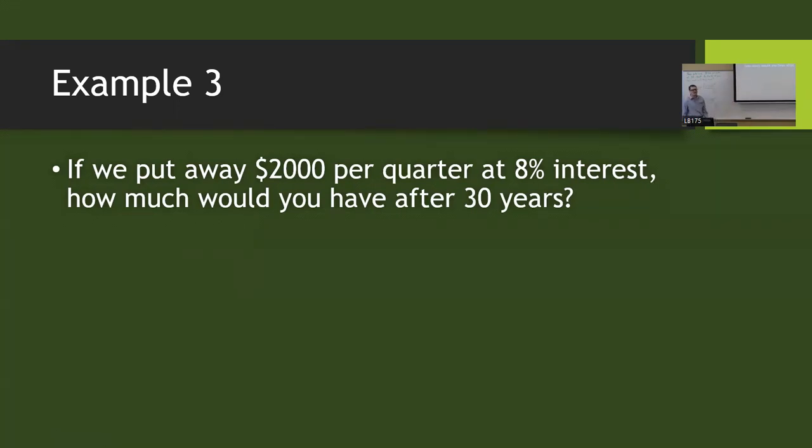I want you to try this example on your own. Put away $2,000 per quarter at 8% interest, and do this for 30 years. How much will you have after 30 years?